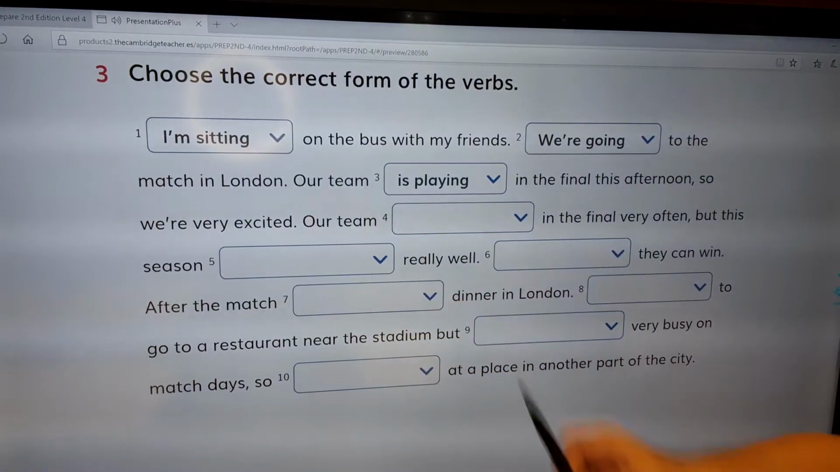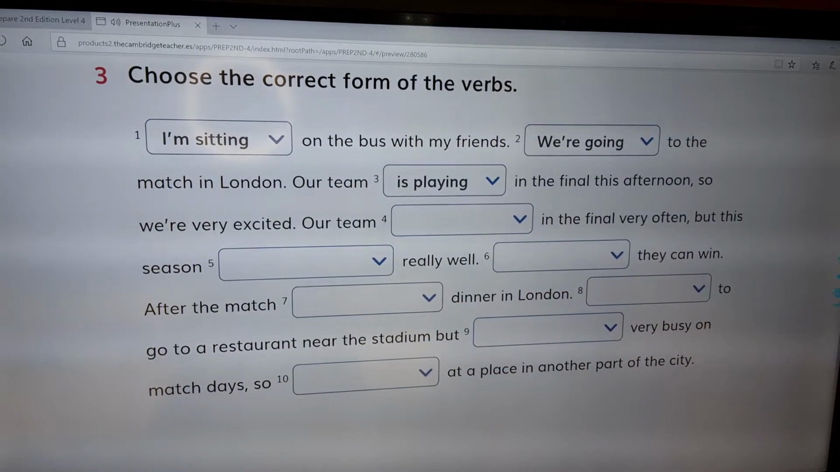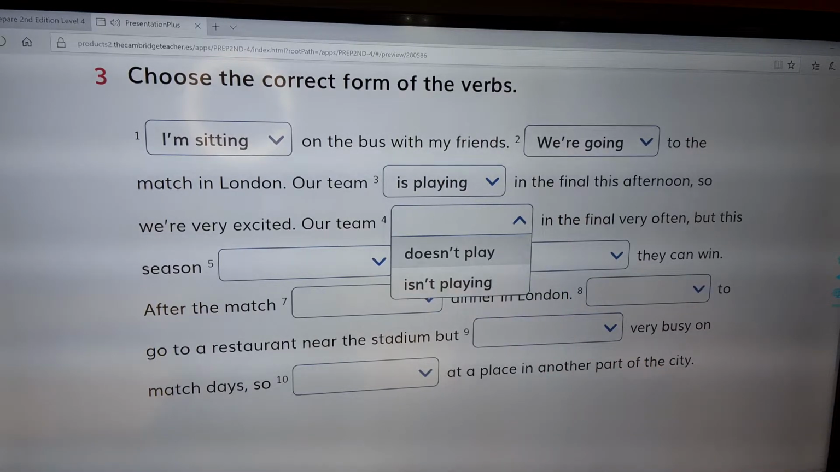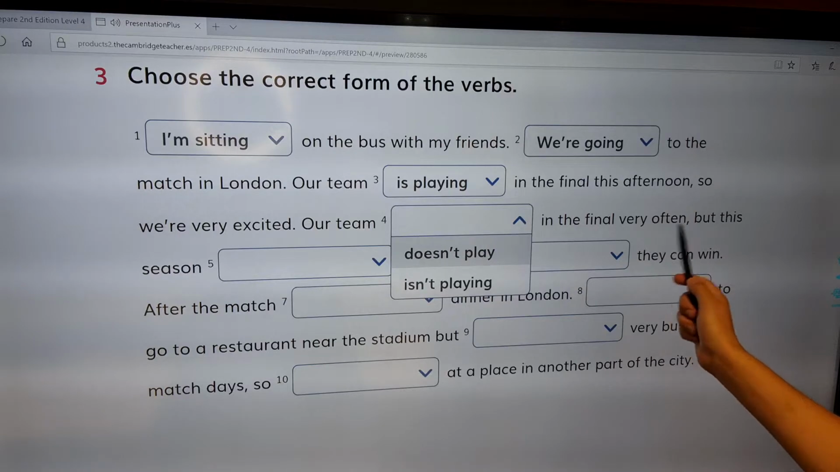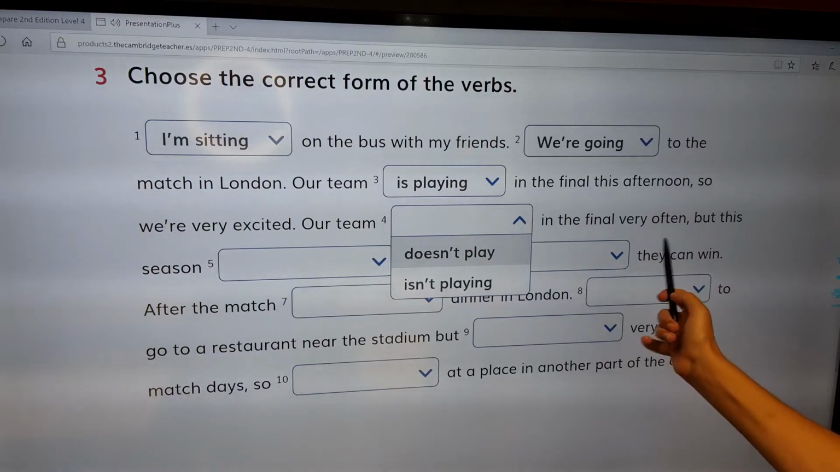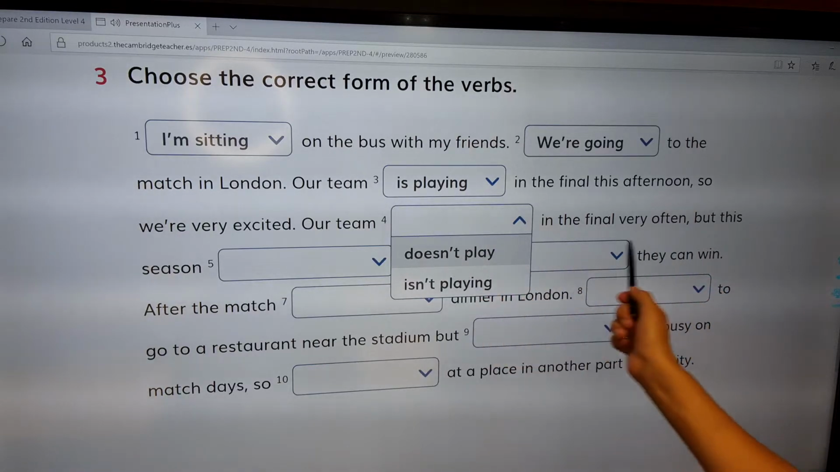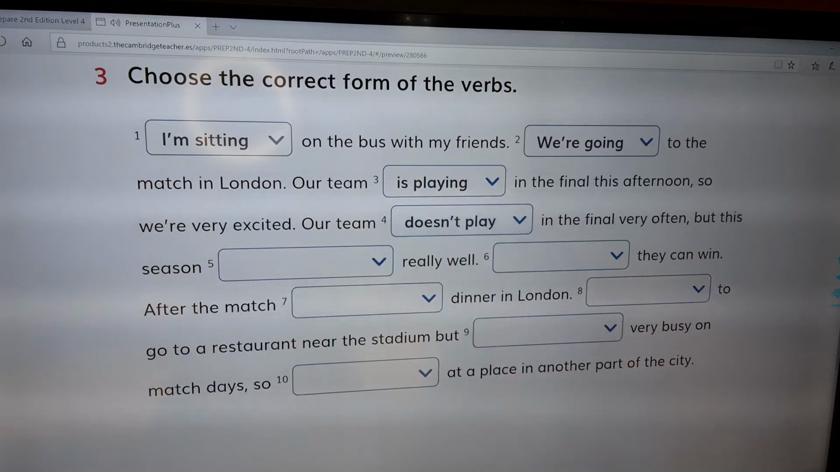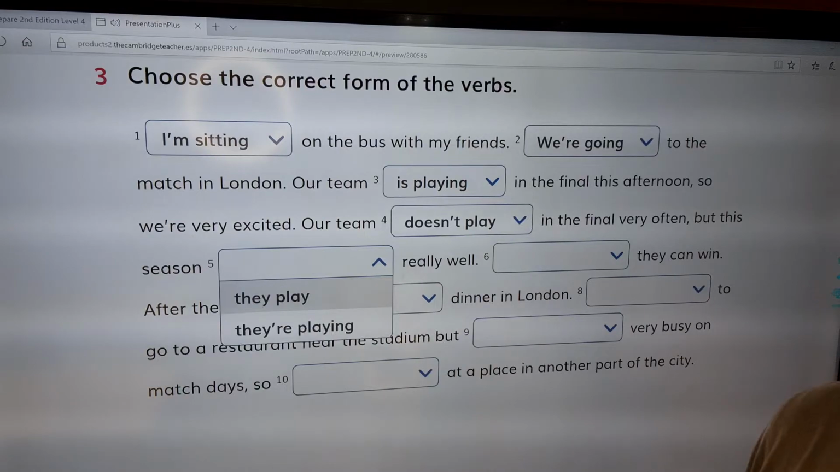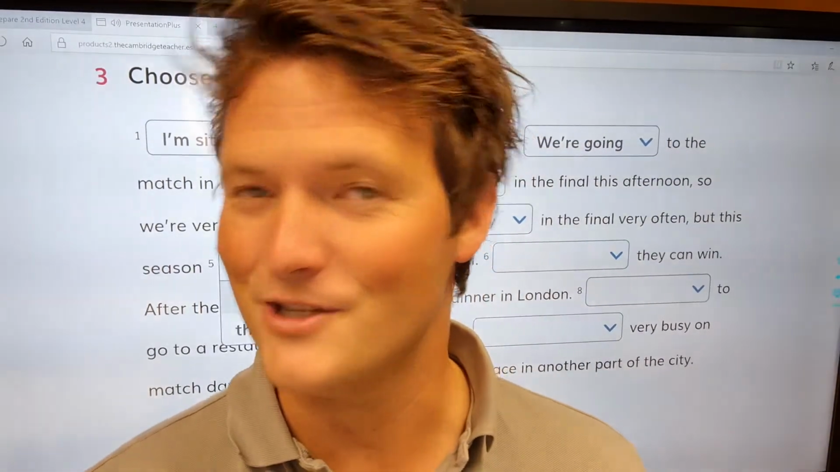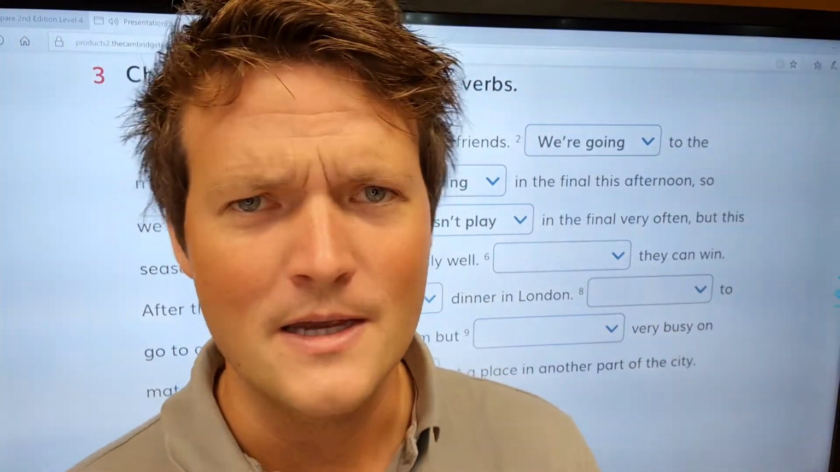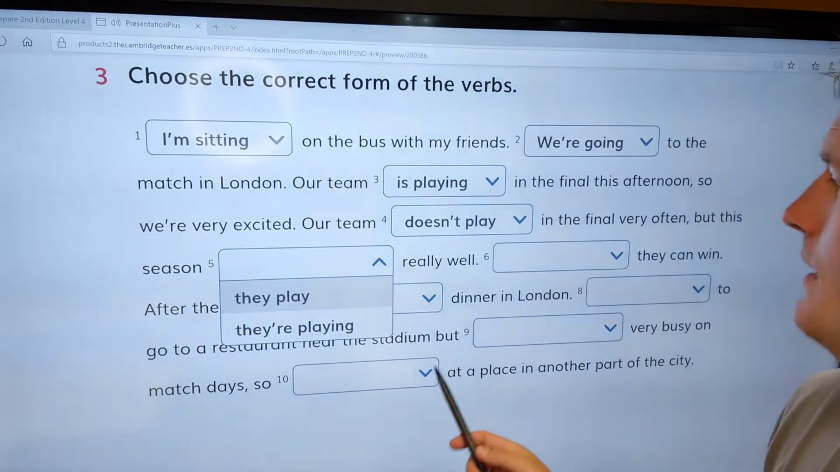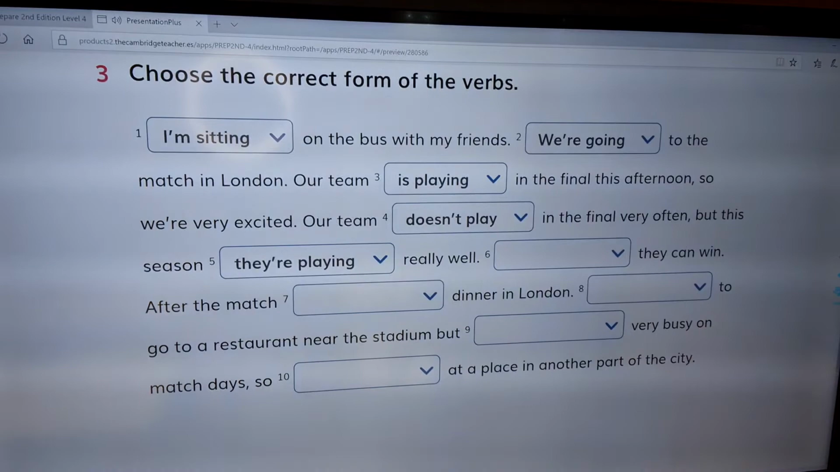Our team plays in the final very often. We're talking about the frequency with which this happens, no? This is something that doesn't happen very often. Our team doesn't play the final very often, but this season, temporary situation, right? It doesn't always work out like this, but this season, they are playing really well.